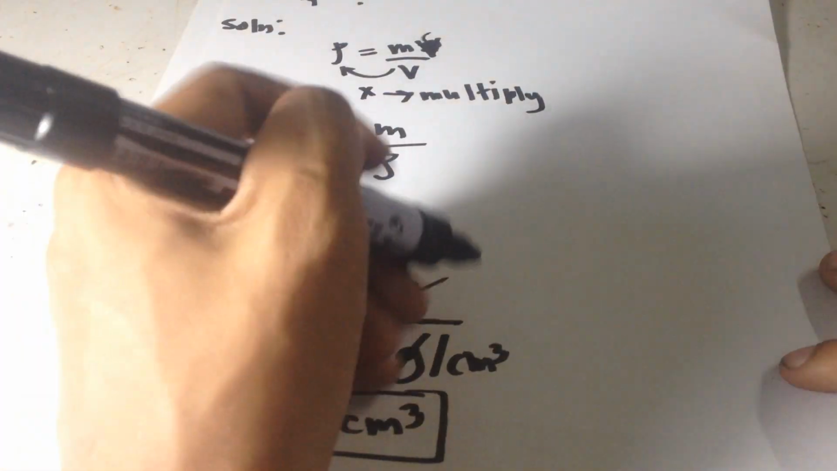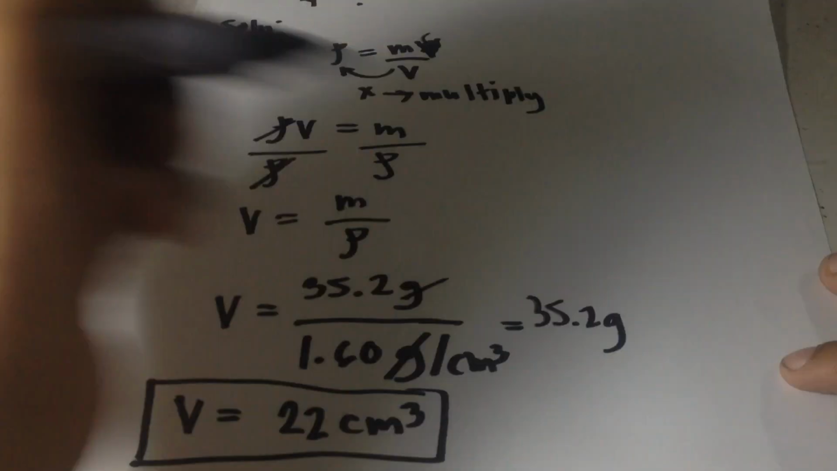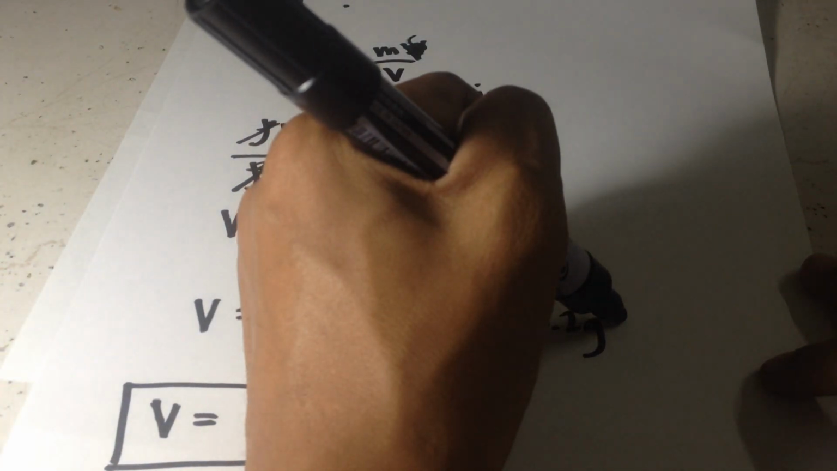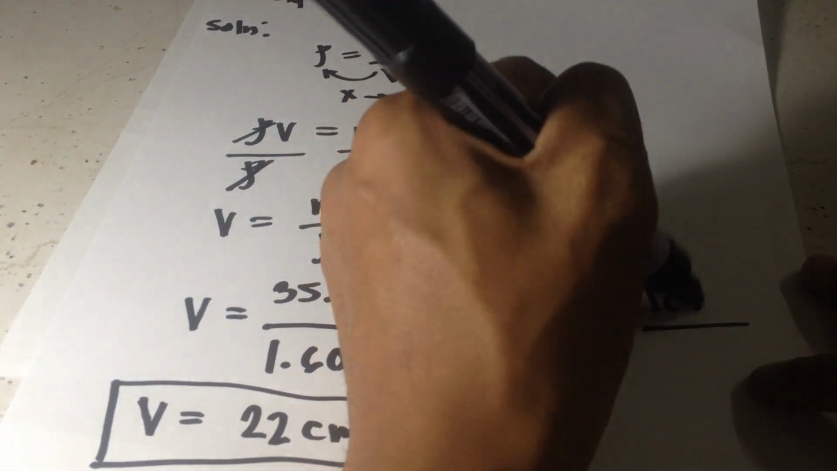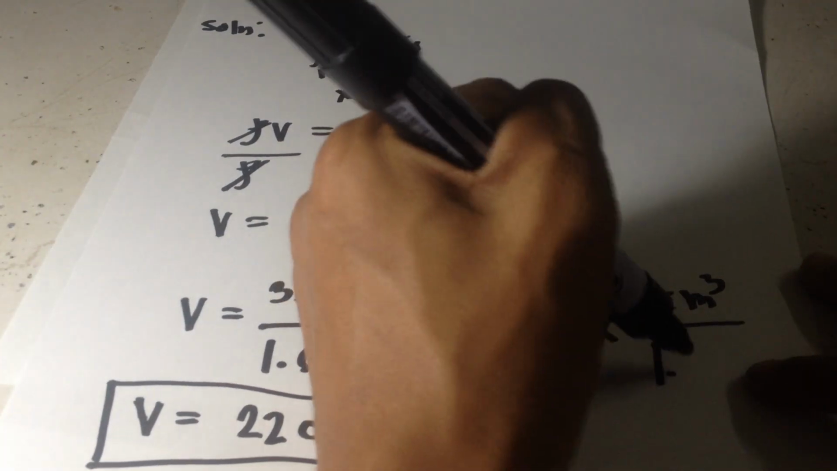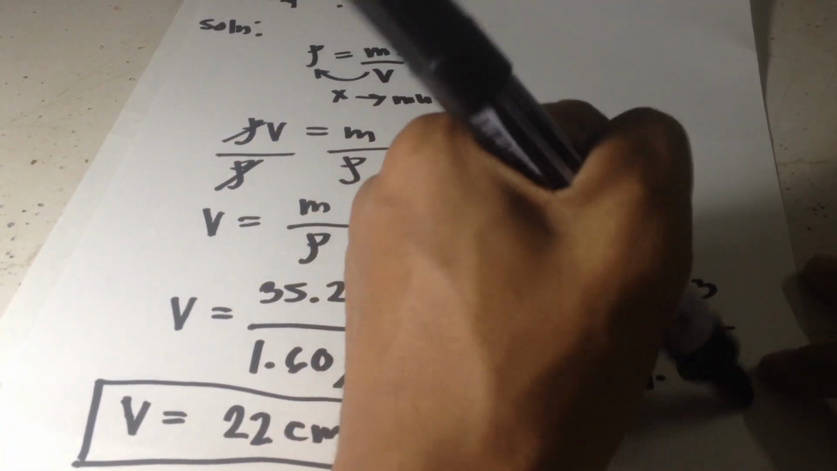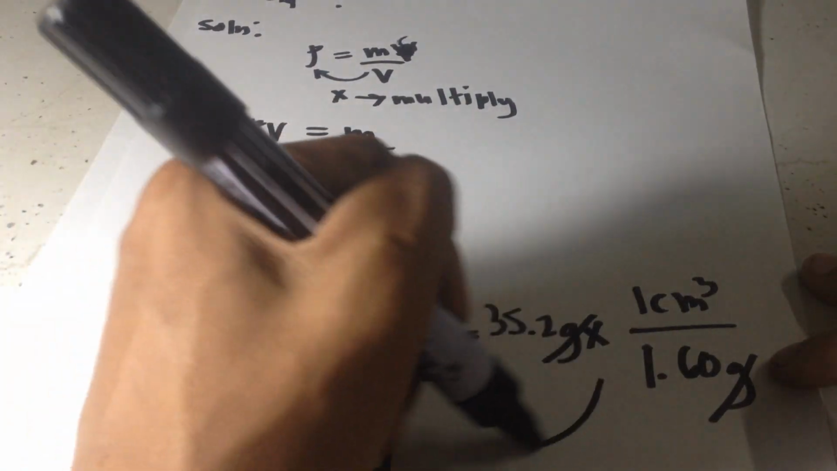If you want to know the algebraic term, it's 35.2 grams times 1 cubic centimeter over 1.60 grams. The grams should be cancelled out. So this will be the answer again.